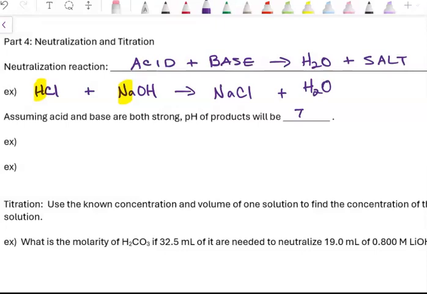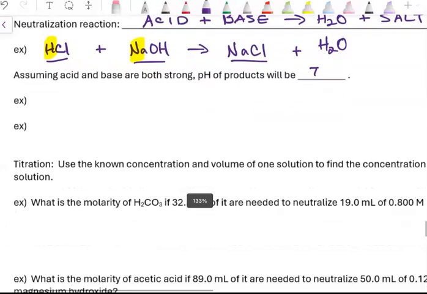Now that's only if the acid and base are both strong, and HCl and NaOH are both strong. Then the NaCl, the salt, will be neutral. And we'll talk about why that is a little bit later on. But for now, we're just going to understand that it's a neutralization reaction. The water and the salt are the products, and they are not going to increase or decrease hydronium concentration or hydroxide concentration, so the pH should be pretty close to neutral.